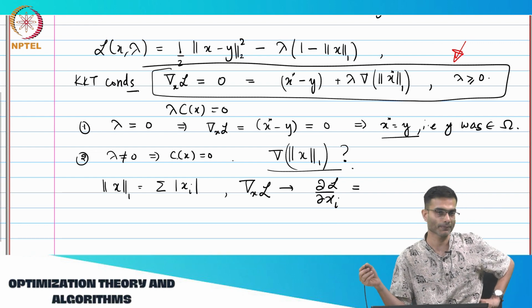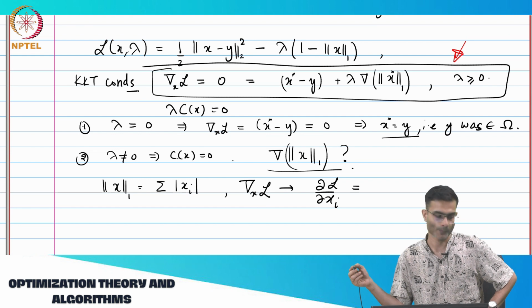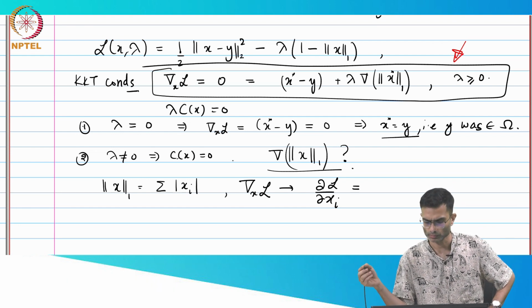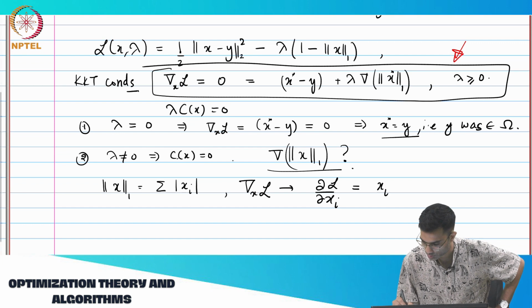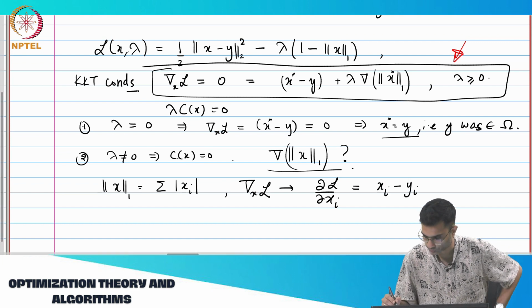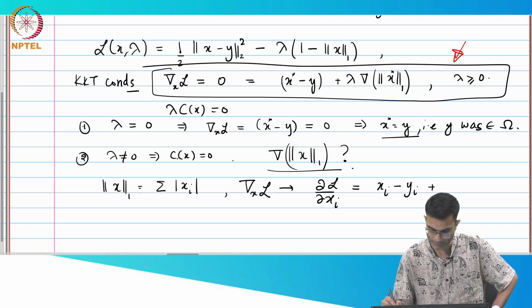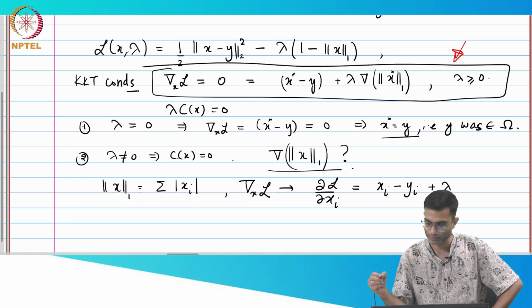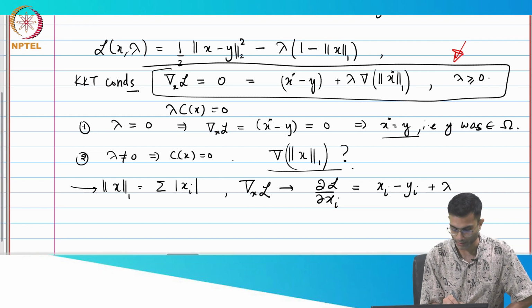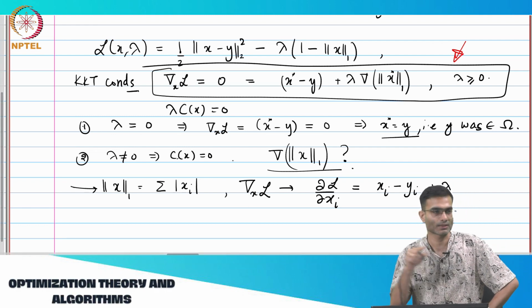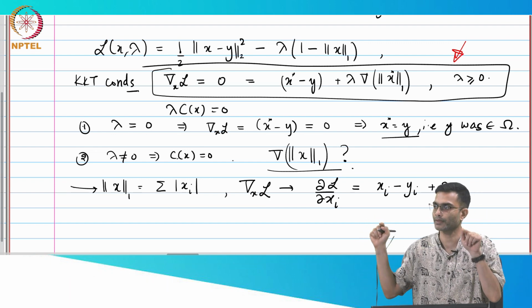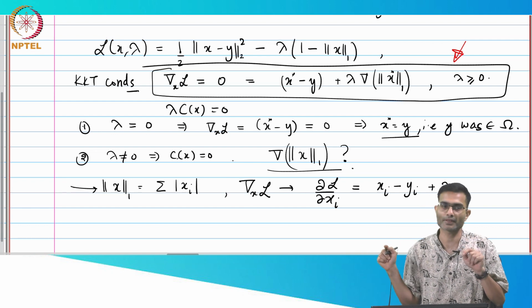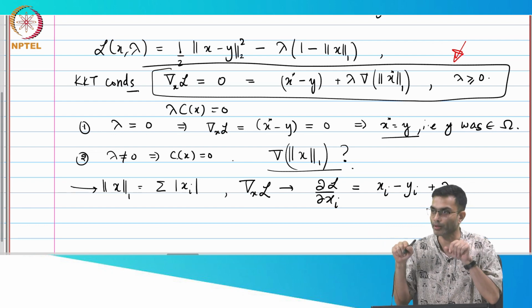The first term, what will it be? The ith component of this is xi minus yi, obviously. Plus lambda. Remember, I am going to expand this 1 norm of x as the sum of mod xi. Now x1, x2, and I am taking the derivative with respect to xi. Which term will survive? Only mod xi will survive.